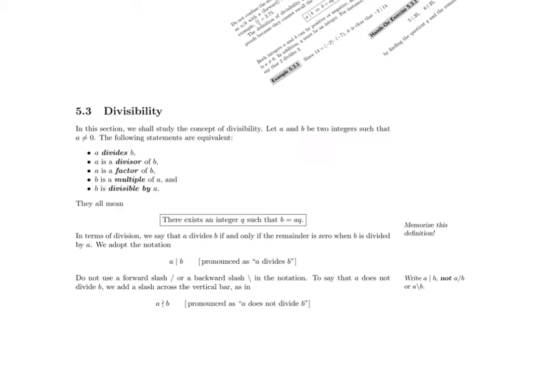We're assuming a and b are two integers where a is not equal to 0. The following statements are equivalent. In other words, we're introducing some terminology and seeing which of a and b plays which role. So we say a divides b. a is a divisor of b. a is a factor of b. b is a multiple of a. And b is divisible by a. All 5 of these statements mean there exists an integer q such that b is equal to aq.